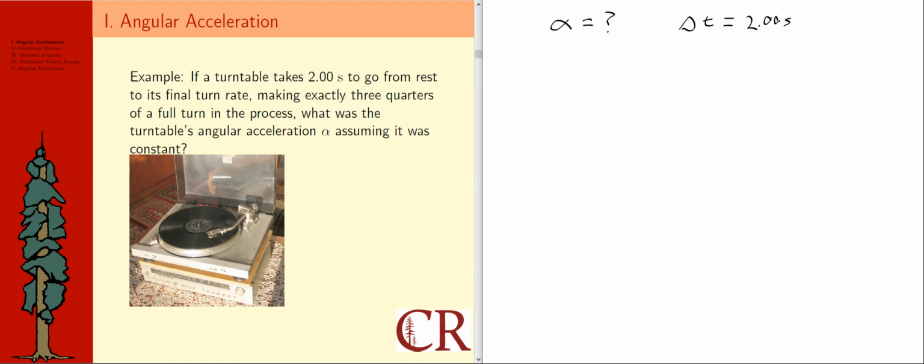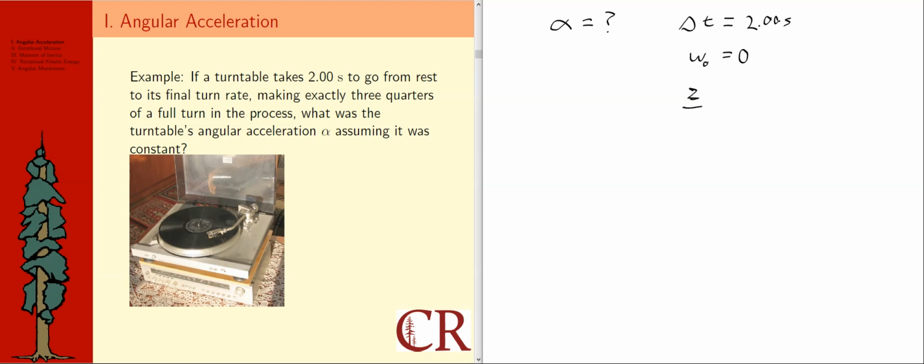Well, we're told that it starts from rest. So I guess we could say that omega naught is equal to 0, but we're not told what final angular velocity it gets to. So again, that's going to be problematic if I want to use that delta omega over delta t. What other information could there possibly be in this question? Well, it does say exactly 3/4 of a full turn. So what does that mean?